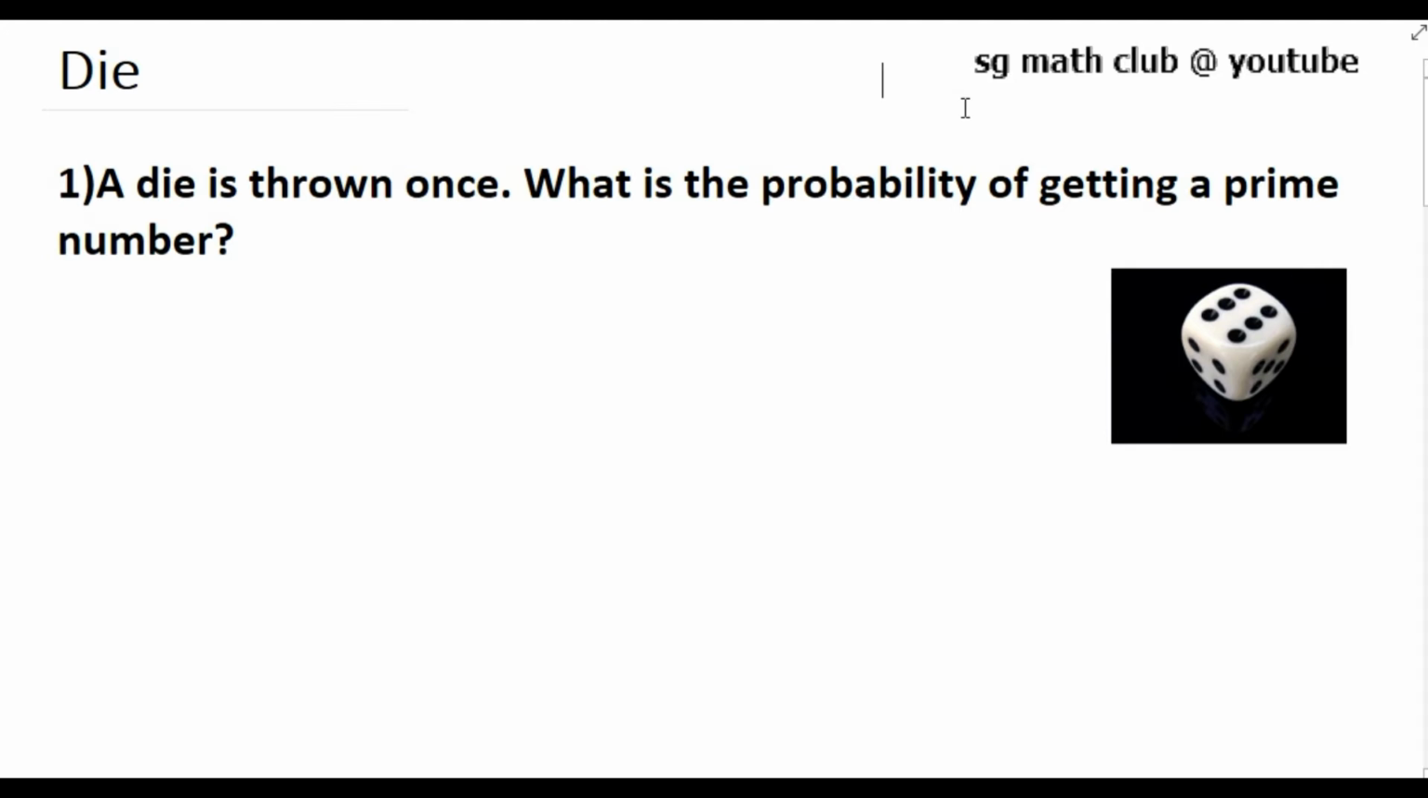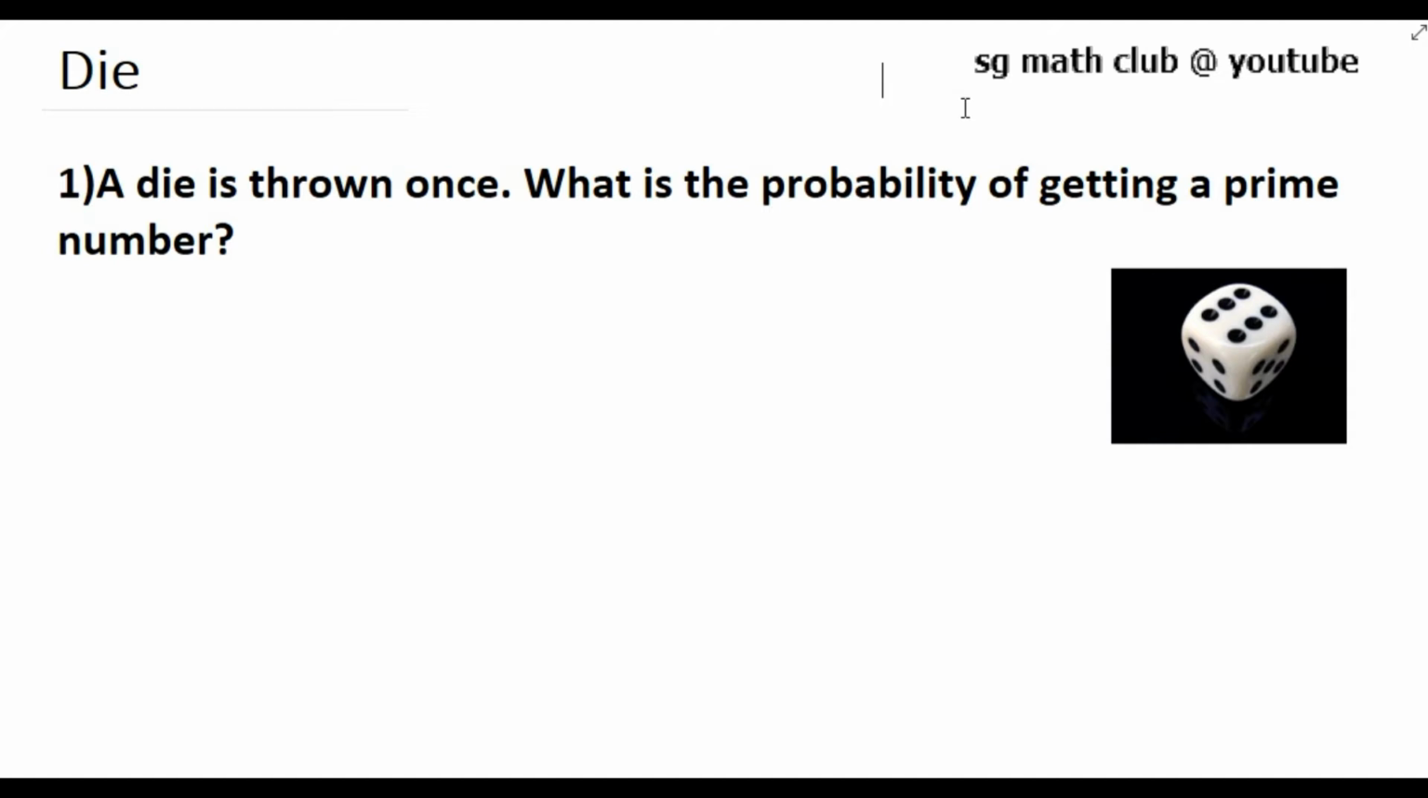We have already studied theoretical probability. In today's video, we will do some problems based on theoretical probability, and we will do the problems with a die. So, first question: a die is thrown once. What is the probability of getting a prime number?